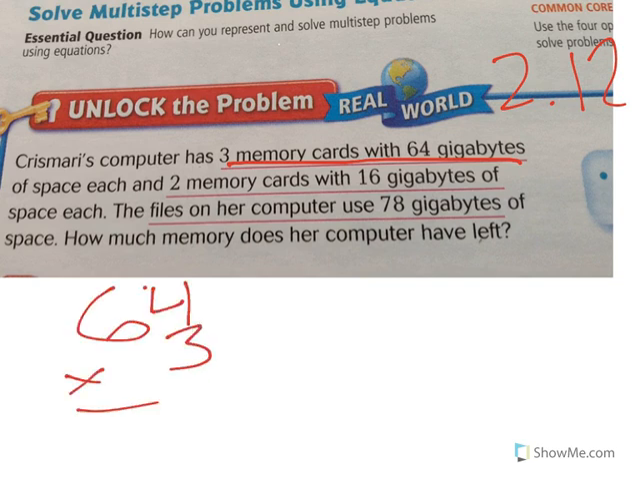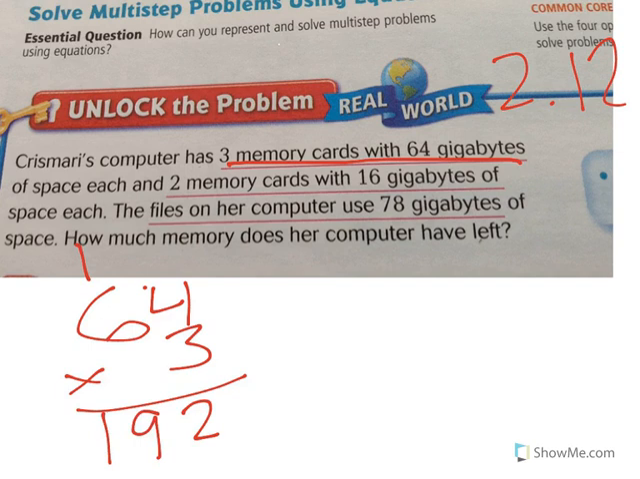64 times 3. So 4 times 3 is? Good, it's 12. Carry my 1. 6 times 3 is 18, plus 1 is 19. So 192 gigabytes. I'm sorry if I sniffle, I got the cold.